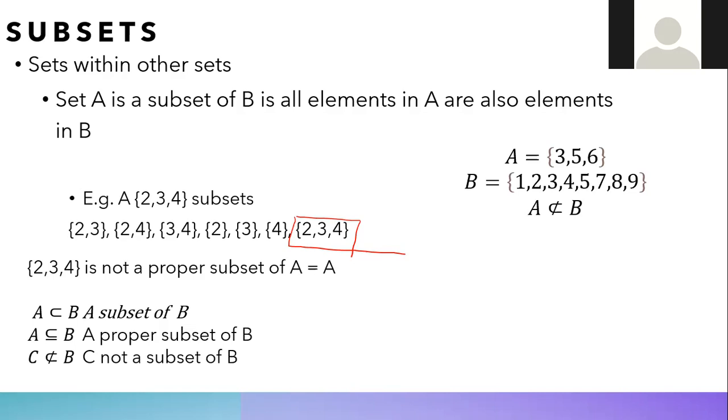3 is in B, yep. 5's in B, yep. 6 isn't. So A is not a subset of B. So we have our subset symbol, and then we put a line through it saying it's not a subset. So A is not a subset of B.